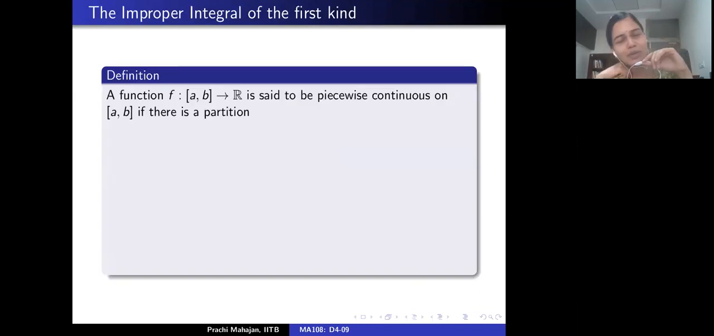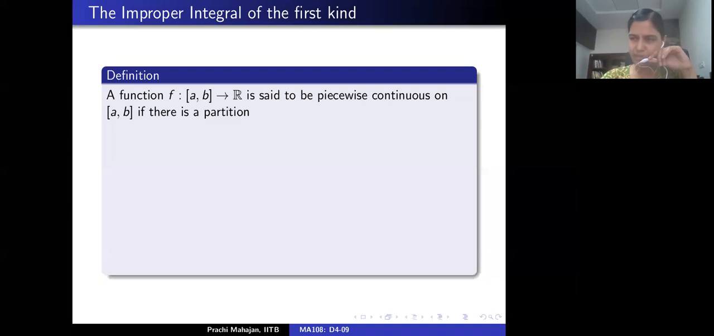So I'm going to shift gears now. We have been dealing with linear differential equations. We are now going to talk about an altogether different method of solving differential equations, which is called the method using Laplace transforms, right?